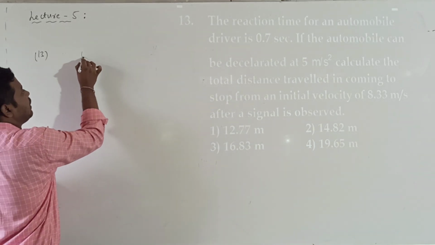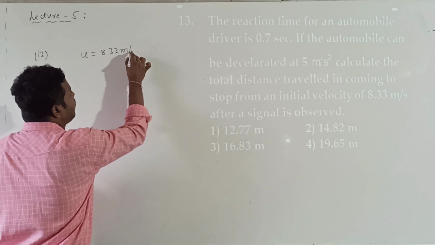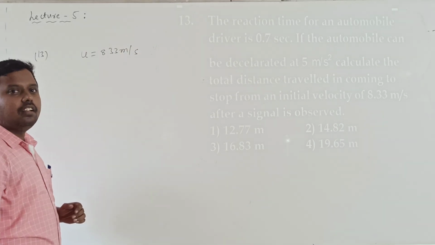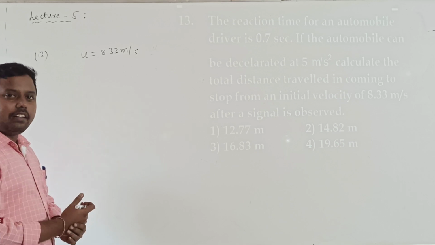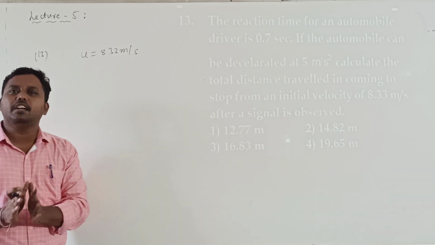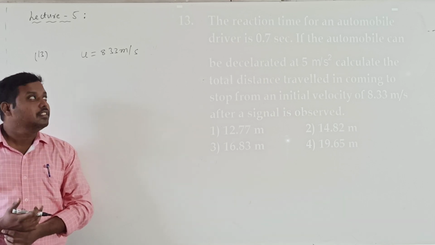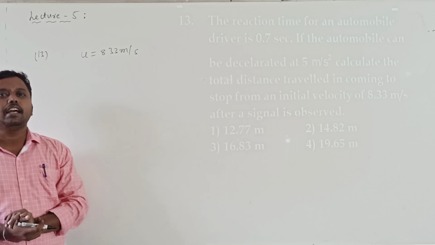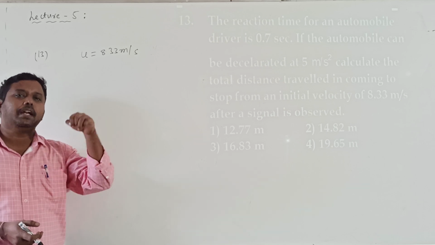A driver, an automobile driver, is going with an initial velocity. So what is the initial velocity value? u is equal to 8.33 meter per second. Now he has observed one traffic signal, then he applies the brake. But after seeing a traffic signal, he cannot immediately apply the brake. In order to apply it, it takes some time. So what is the time here? That is the reaction time. The reaction time is given as 0.7 seconds. After 0.7 seconds only, he applies the brake.